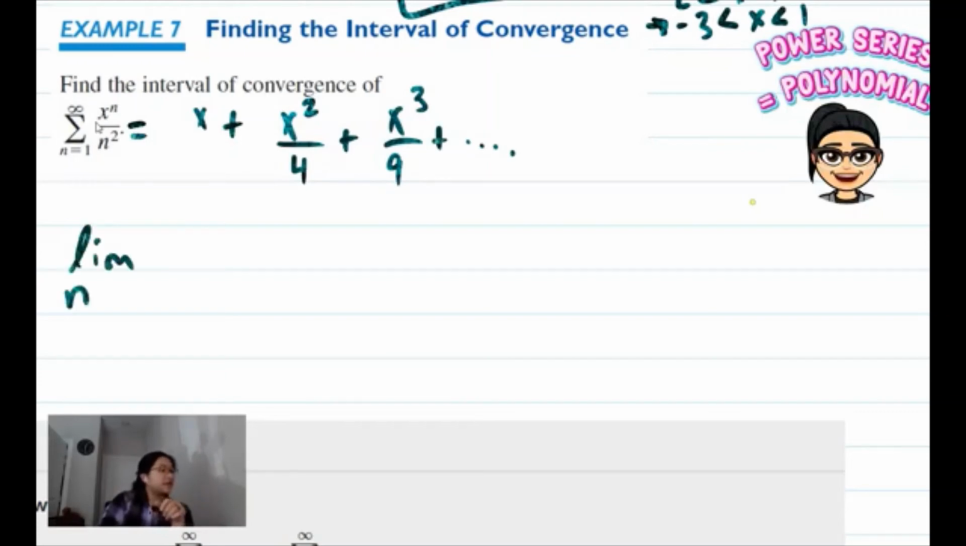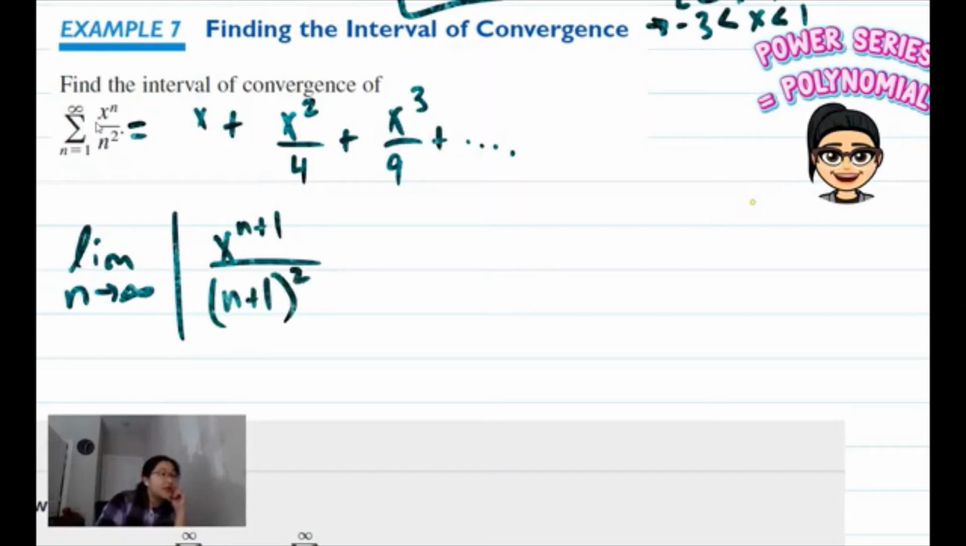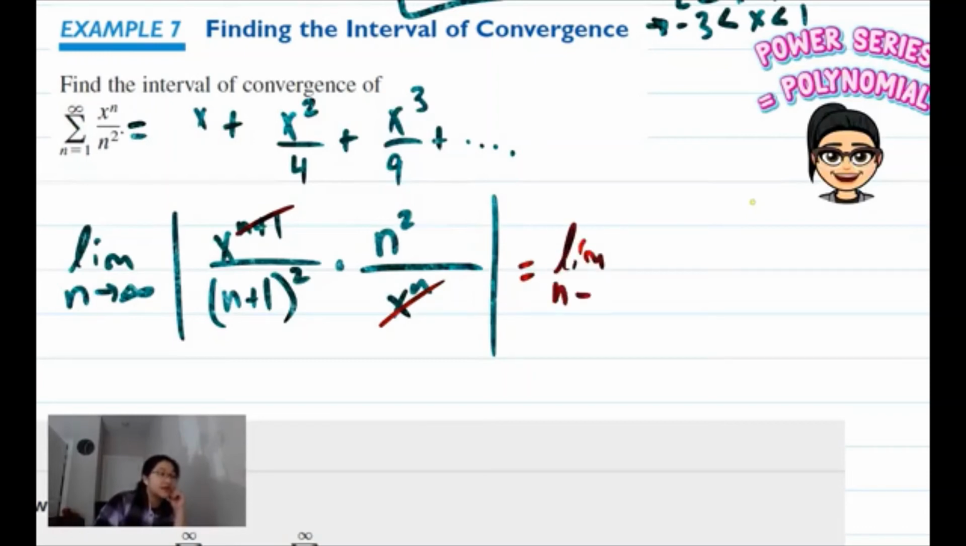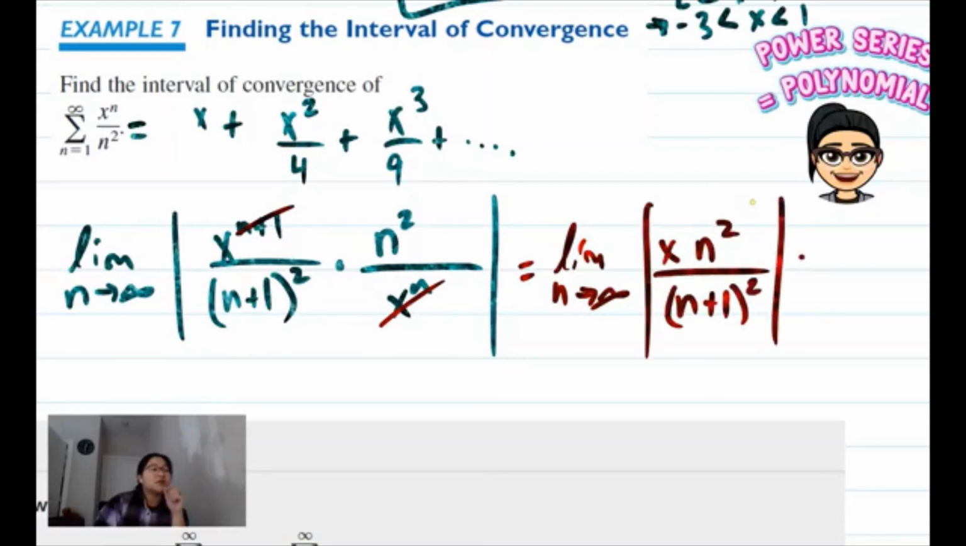Okay, and then our limit as n approaches infinity for our ratio test. Right, so we have x to the n plus 1 over n plus 1 squared times n squared over x to the n. We have these cancel, and we end up with the limit as n approaches infinity of the absolute value of x times n squared over n plus 1 squared. Now what do we end up with? Well, that limit, through our understanding of limits, is going to be the absolute value of x.